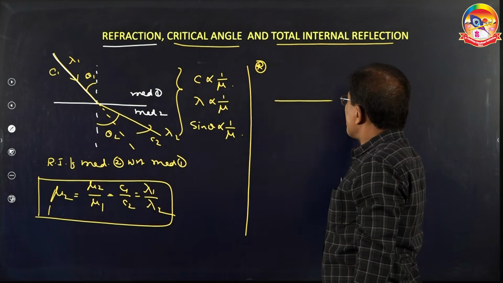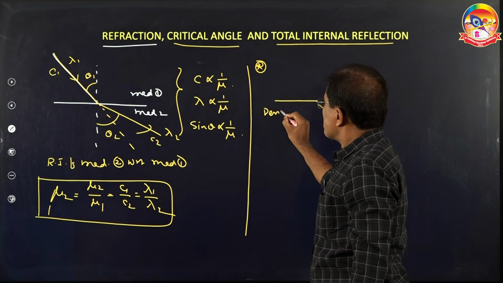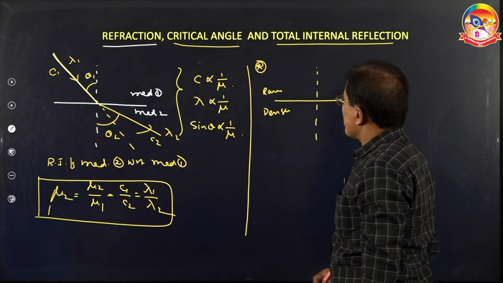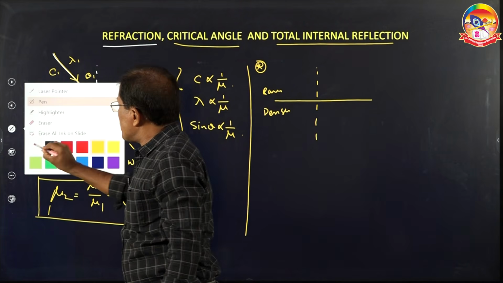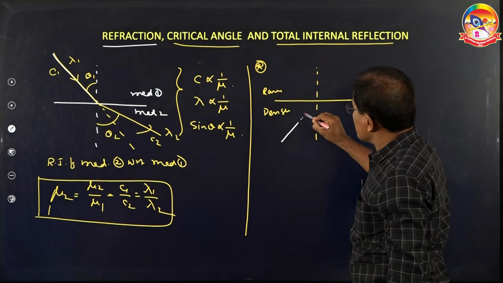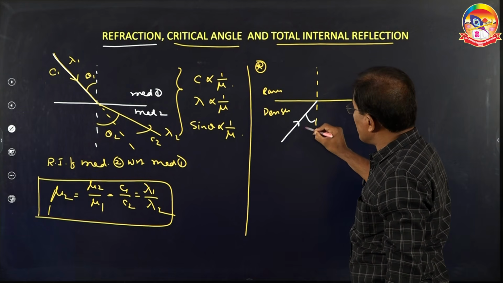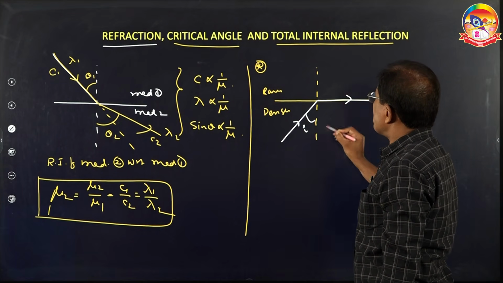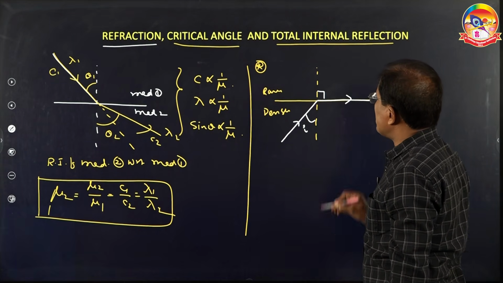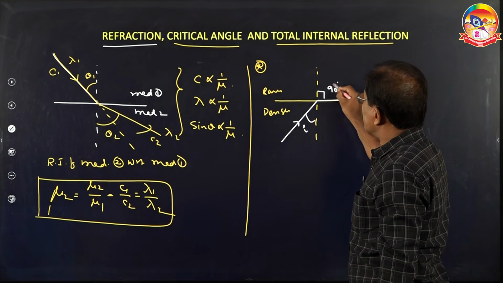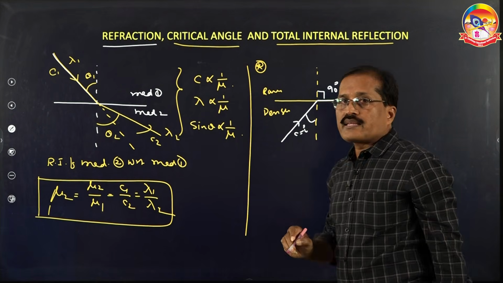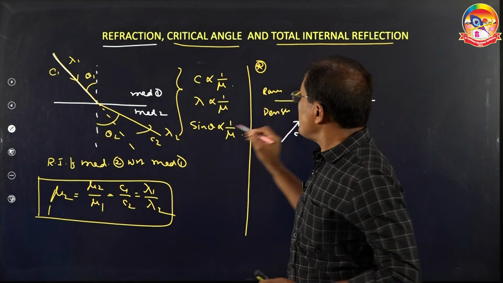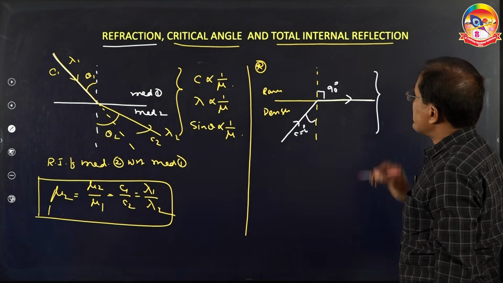Whenever the ray goes from a denser medium, I will take this as the denser medium and this as the rarer medium, this is a normal. Let us assume the ray strikes from the denser medium at a certain angle of incidence. The ray will be refracted along the interface of the two media, that is, the angle of refraction is equal to 90 degrees. This is called the critical angle. Critical angle is the angle of incidence at which the angle of refraction is equal to 90 degrees, and we have a simple relation for this. What is the refractive index and other things?